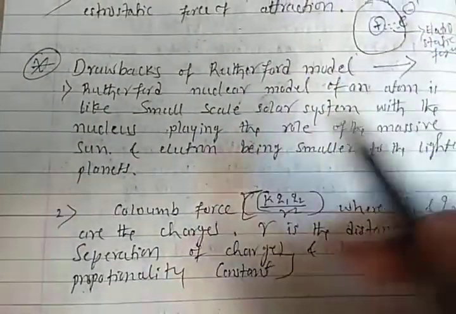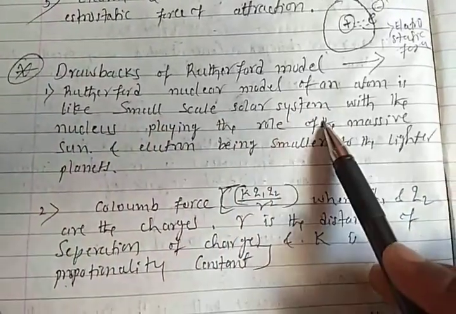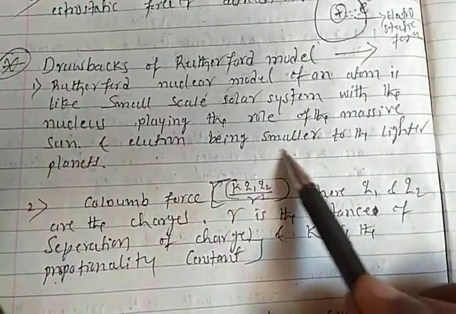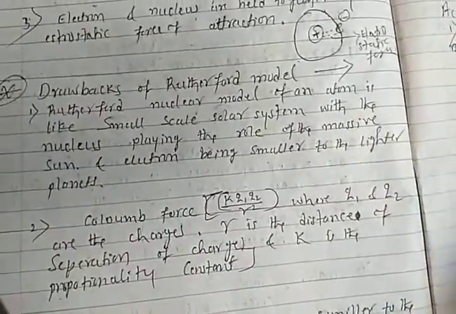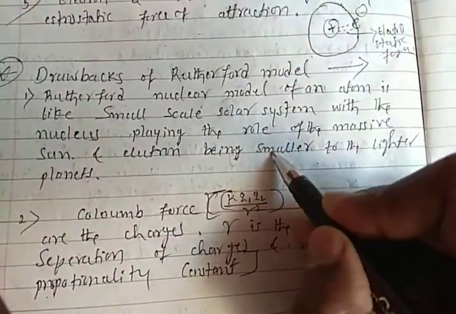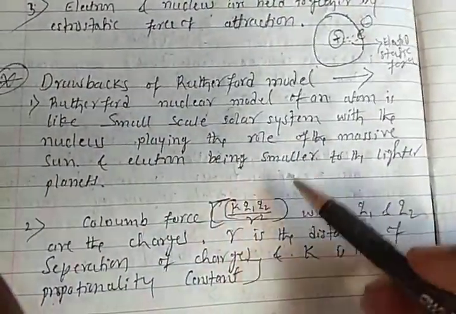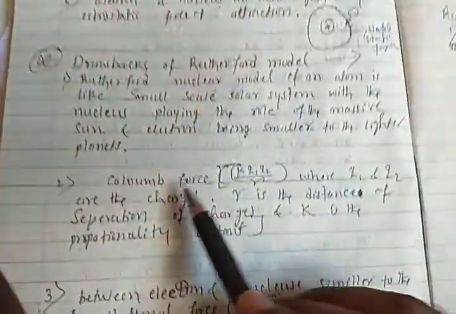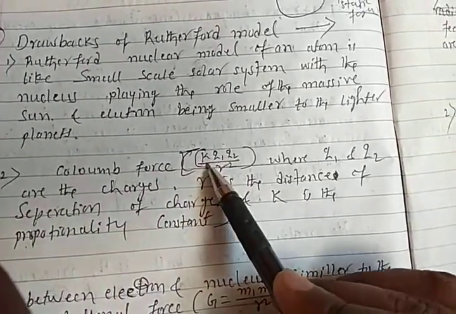Rutherford's nuclear model of the atom is like a small-scale solar system, with the nucleus playing the role of the massive sun and the electrons revolving like lighter planets. The nucleus occupies the central part like a sun, and the planets, considered as electrons, rotate around it. Electrons and protons are held by the Coulombic force, or electrostatic force, F equals K Q1 Q2 by R square.